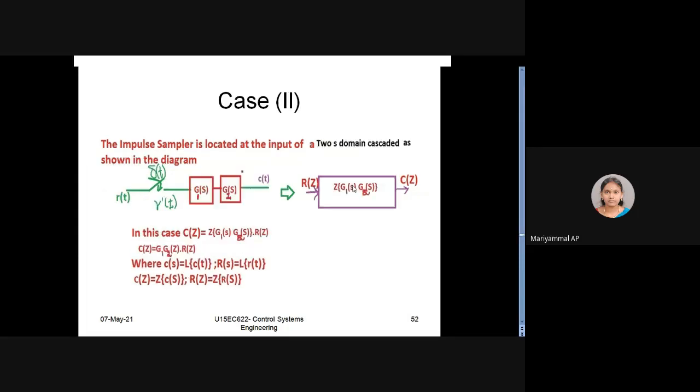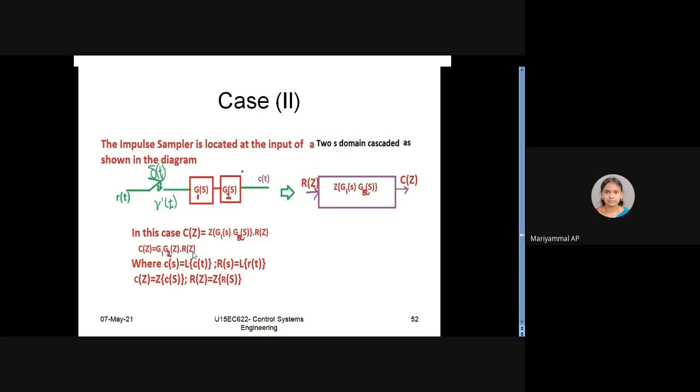Then in the second case, the blocks are separated into two: the first one is G1(s) and the other one is G2(s). Your final transfer function is G1G2(z) R(z). Why are we not considering G1(z)? Because only one sampler is there, so the blocks have a common transfer function of z. So C(z) = G1G2(z) R(z).